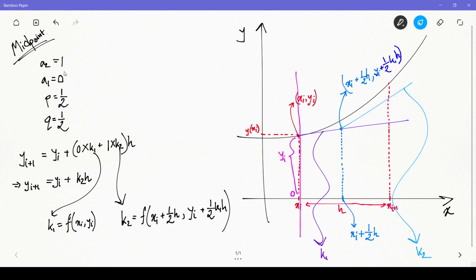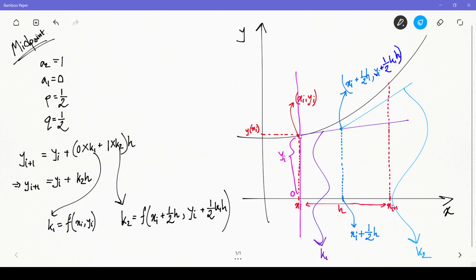Okay, so let's see what we can do with these two slope values. We have already seen that the value of a1 is 0 and the value of a2 is 1, right? Which means we are not paying any heed to the first slope value, and we are giving all the importance to the second slope value. So the weight of the first slope value is 0 and the second slope value is 1. So what do we do?